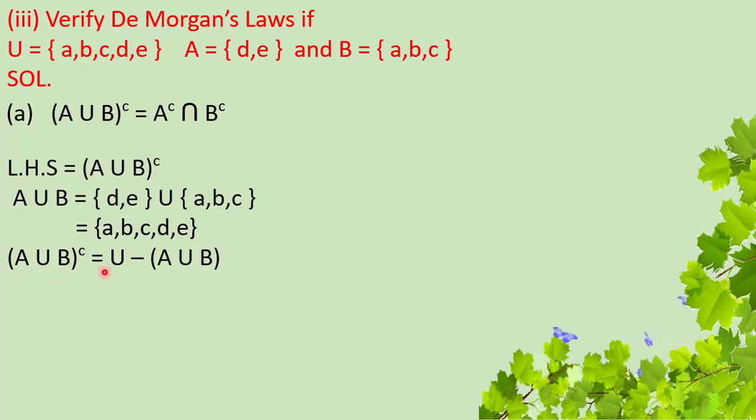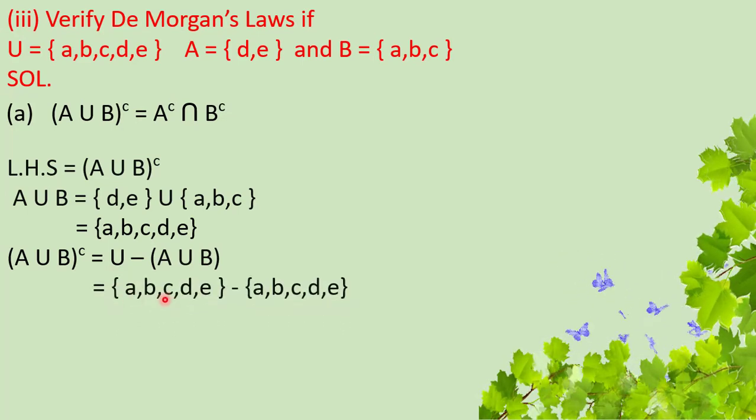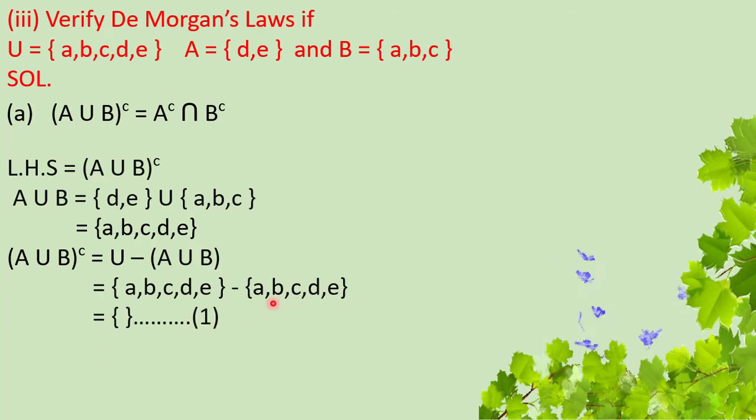For this you have to subtract A union B from universal set. Now you have to write here universal set, which is given over here as, put minus sign here as it is. Now you have to write here A union B, which is given over here as. Now you have to take difference of these two sets. For this you have to write those elements that are present in this set but not in this. But here you can see that every element of this set is present in here, this. So therefore we'll get an empty set and named it as 1.